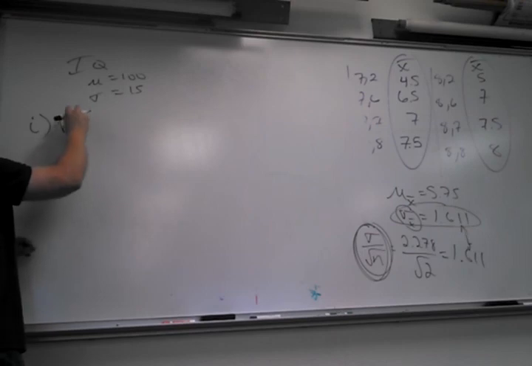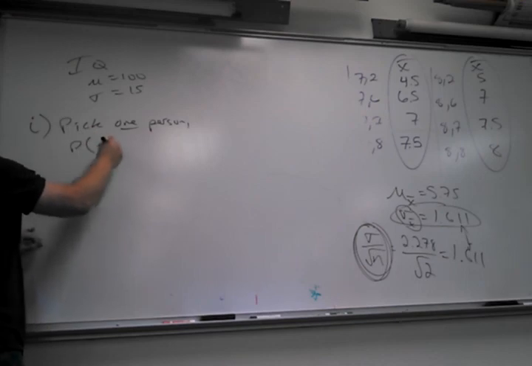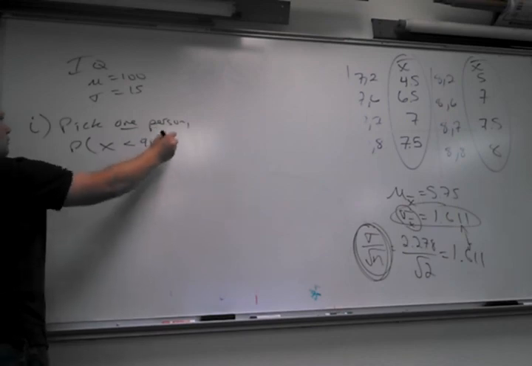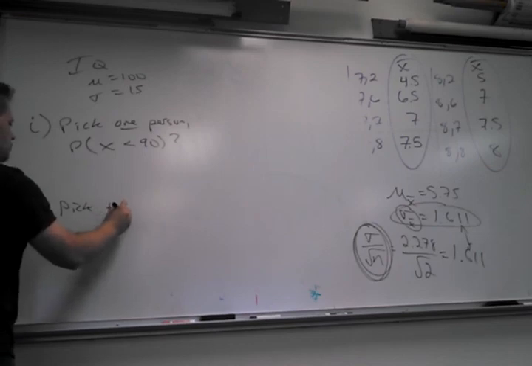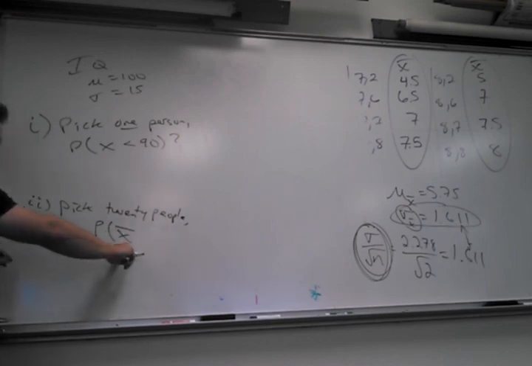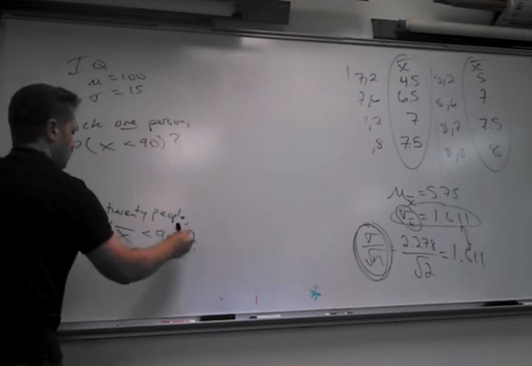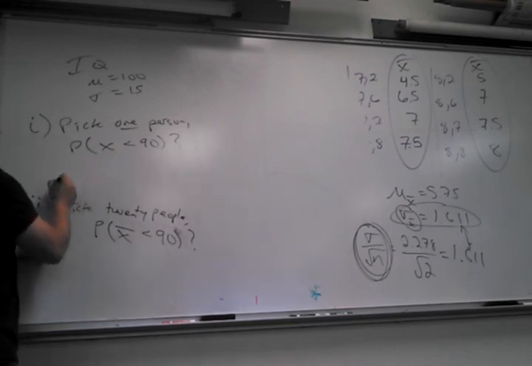So let's see. Part 1 is probability. Pick one person. What's the probability that their IQ is, what you got, Jeff? Less than 90. And the second part is pick 20 people. What's the probability that their average score, their mean IQ score, is less than 90? So let's do this together.